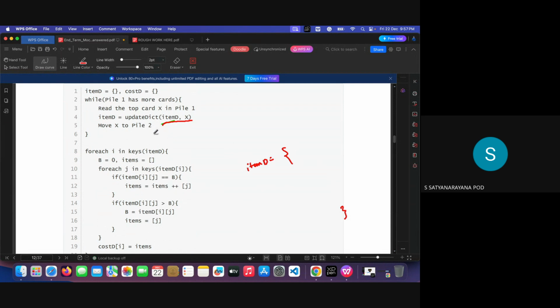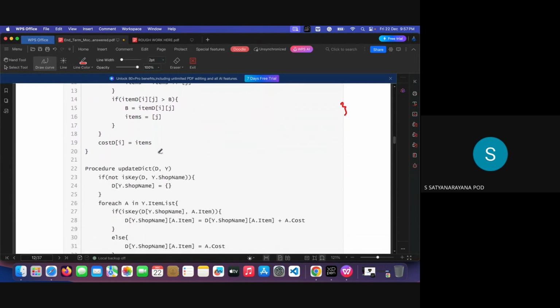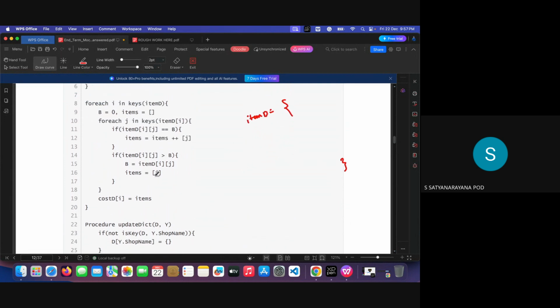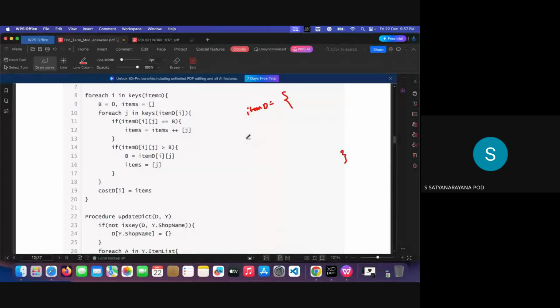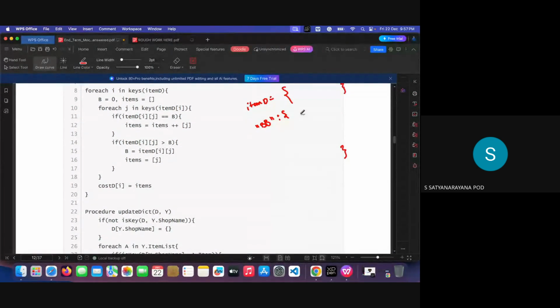First time when you are calling with the first card, the first card is going, does the shop exist? Right now no shop exists in this because item D is empty. So now the shop is created with an empty dictionary. For example, the first shop is created with Big Bazaar, and it is having a nested dictionary. Is it clear? Fine.